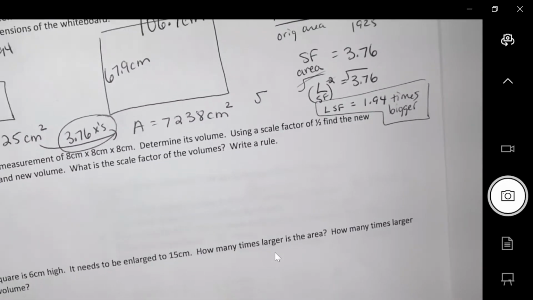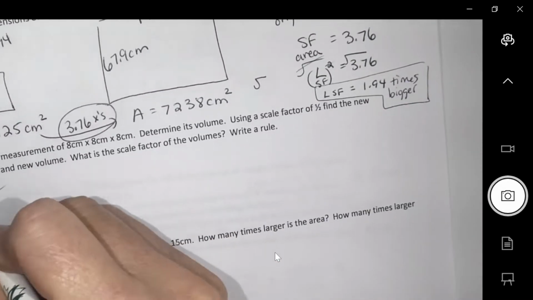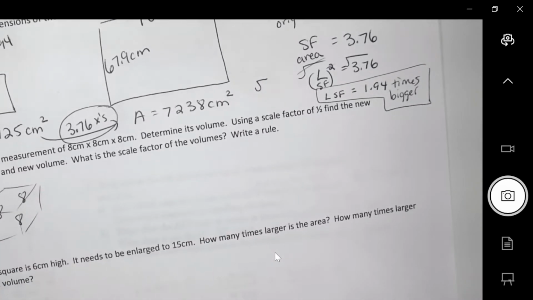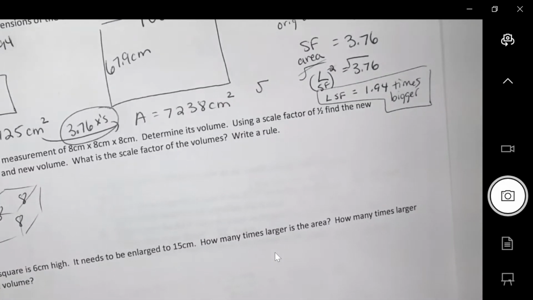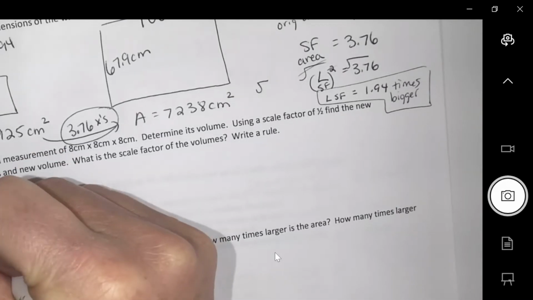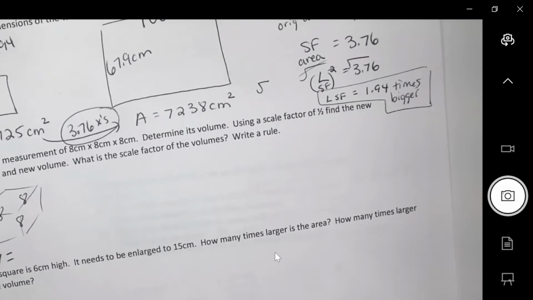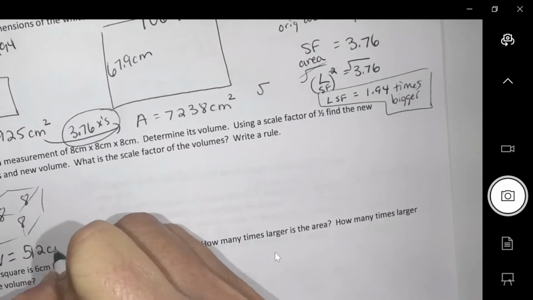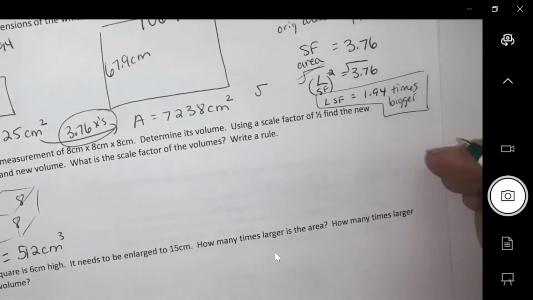Okay, a cube measures 8 by 8 by 8. Determine its volume. What is the volume of that object? So what is 8 times 8 times 8? So 512 centimeters cubed is the volume.